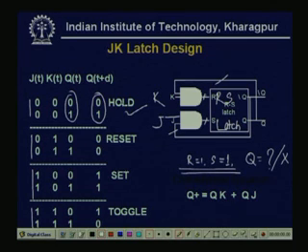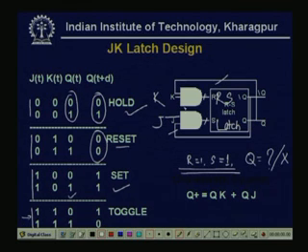So, this is a hold state. Similarly, if it is 0 1, then always it becomes 0, that is a reset state. If JK value is 1 0, then whatever be the value of Q, it becomes 1, so it is set. Now, we see what happens when J equals 1 and K equals 1.